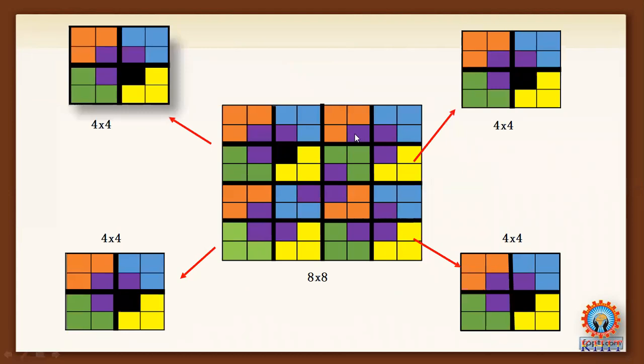Here, if you observe, this is the generated resultant chessboard. From the generated resultant 8 by 8 chessboard, we can separate 4 different 4 by 4 chessboards. If you consider this, this is a 4 by 4 chessboard and one is defective. In this way we can generate 4 by 4 chessboards. This is a 4 by 4 chessboard, and this is a 4 by 4 chessboard. We can separate them in this way.